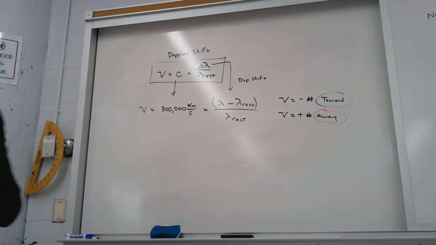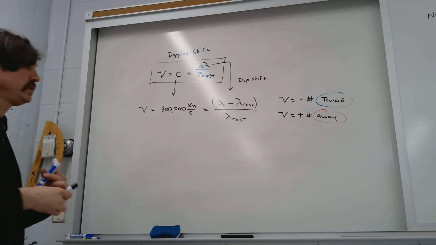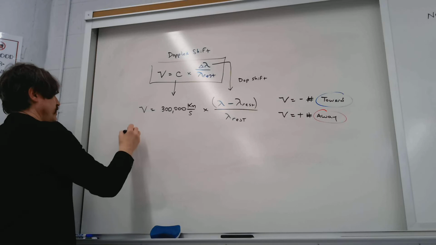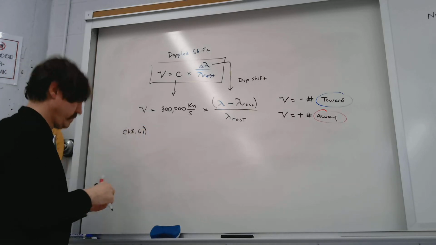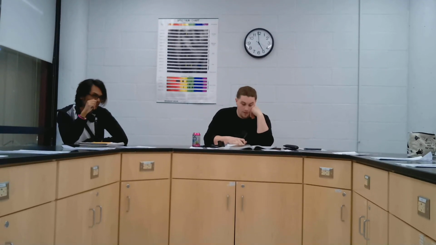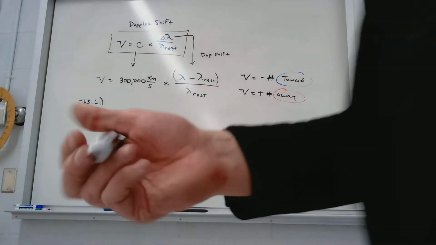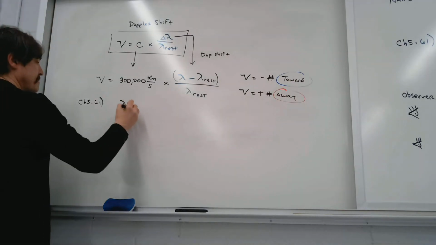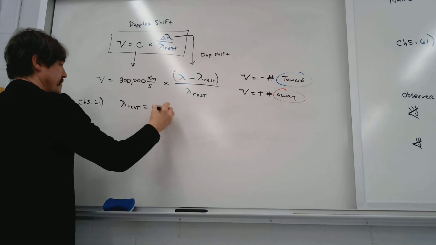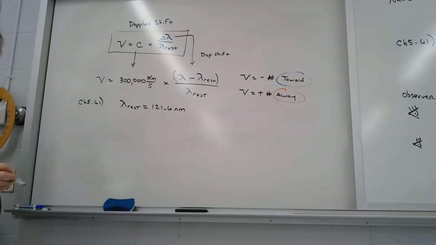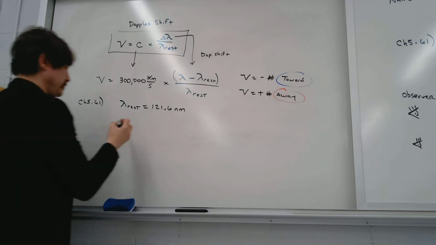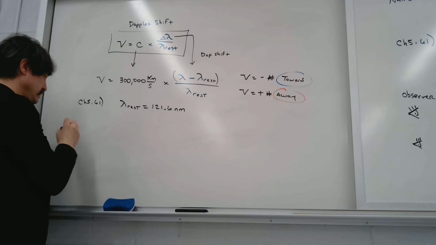All right, so that's a little background. With that in mind, Noah will read us chapter 5, number 61. In hydrogen, the transition from level 2 to level 1 has rest wavelength of 121.6 nanometers. Find the speed and direction, towards or away from us, of a star in which this line appears at wavelength 120.5.